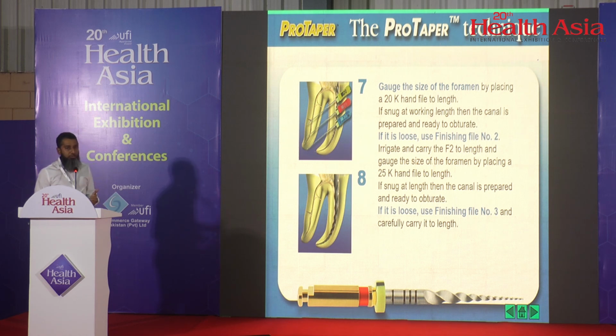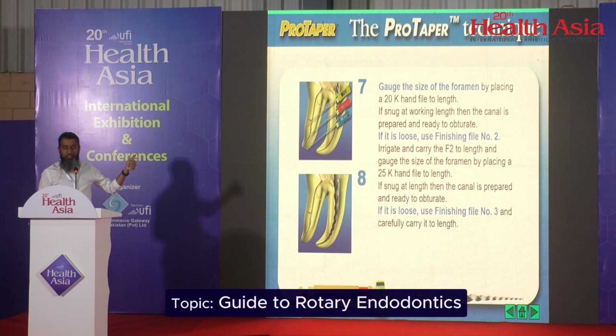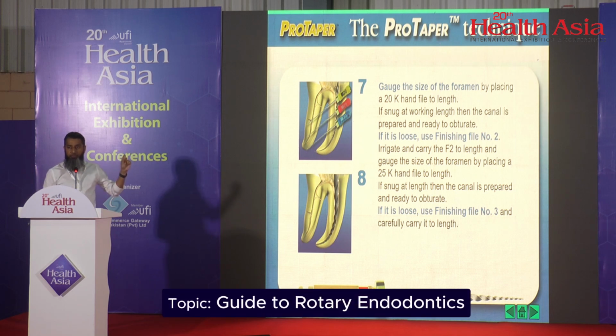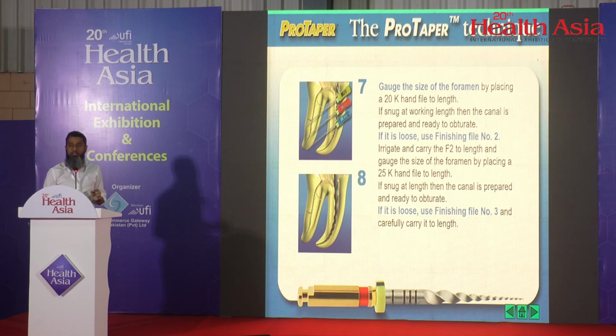And you can also judge it by using your number 20 file, because the tip of the number 20 file corresponds with the tip of the F1 file. So if the number 20 file is tight in the apical area, then you can just finish it at F1. If it's loose, then you need to move on to F2. And after F2, you can check with a number 25 file and see if it's tight, then you just finish it at F2. If it's loose, then you can finish it at F3. So this is just how you need to go about especially this ProTaper system. Similarly, you just need to follow the sequence of the files if you're using any other system also.